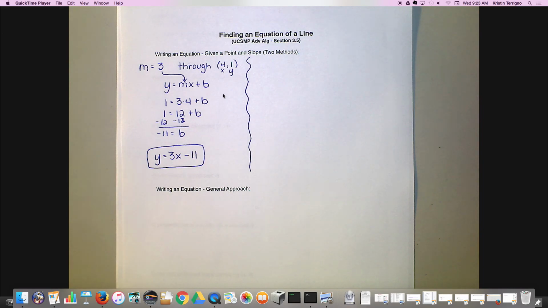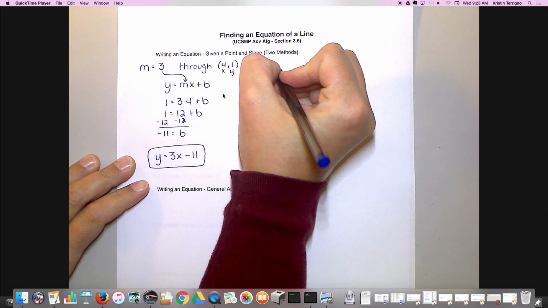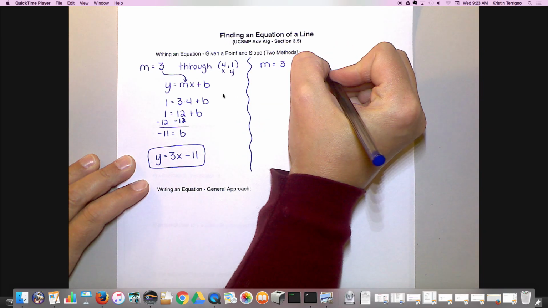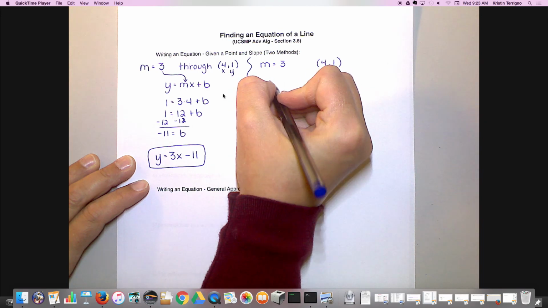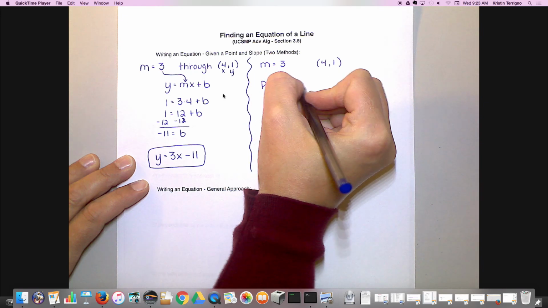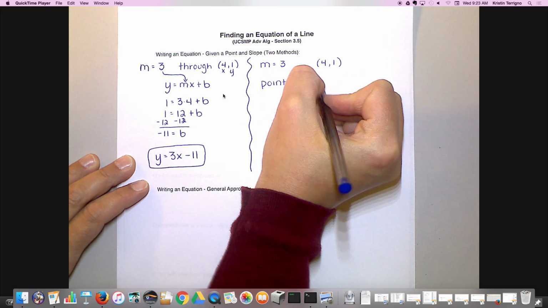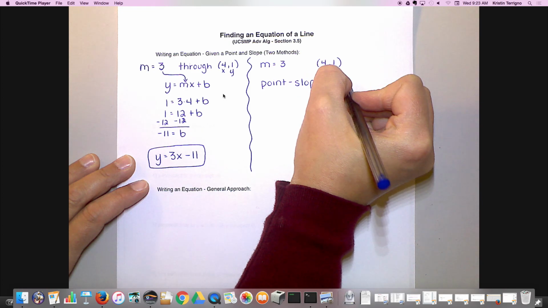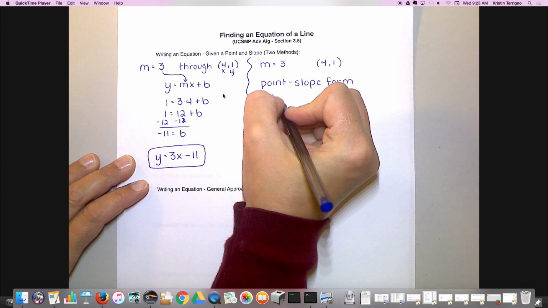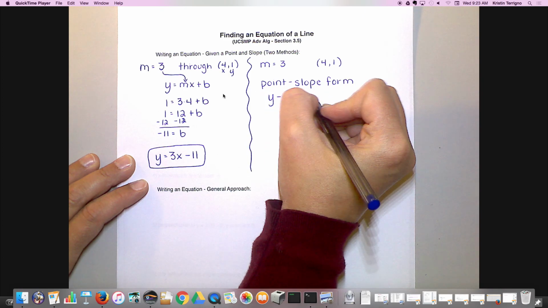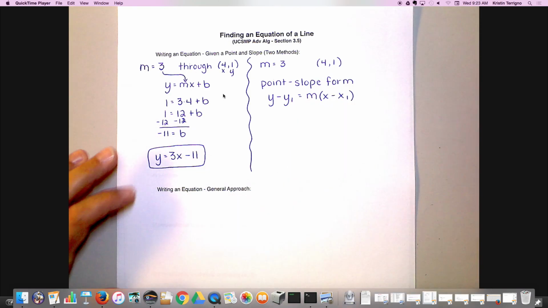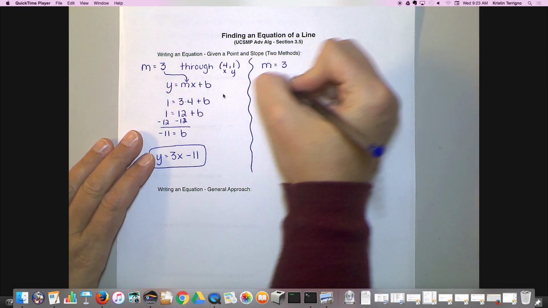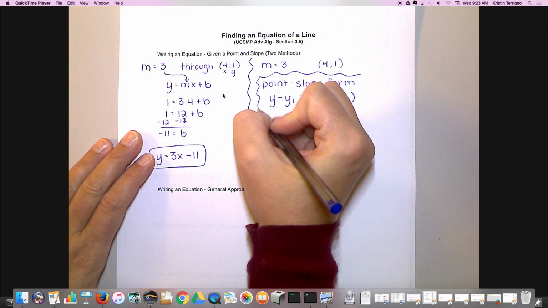Okay. So let's try that same thing using a different method. I'm going to stick with those same two things. So m equals 3, and we're going to go through the point 4, 1. And this method is using a formula called point slope form. So with this method, you do have to have a formula memorized. And here's what that formula looks like. Y minus y1 equals m times x minus x1. Okay, so this right here is what's called point slope form.